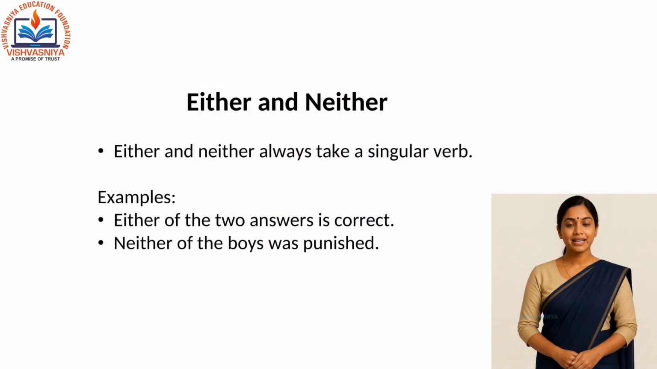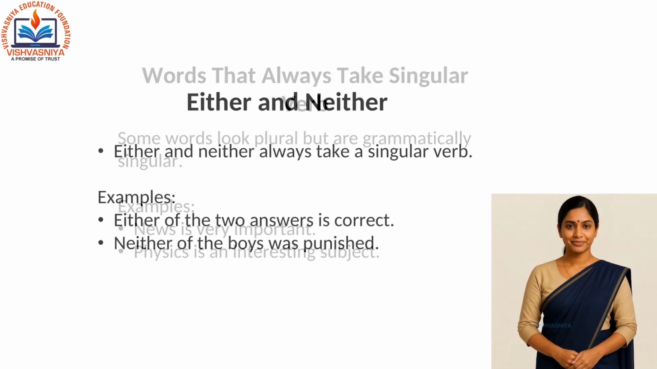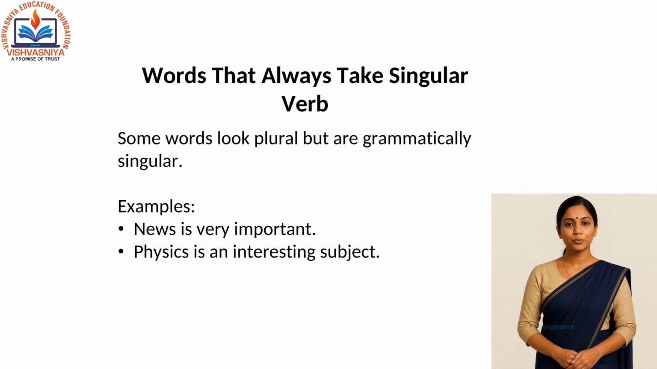The words either and neither always take a singular verb. For example, either of the two answers is correct. Neither of the boys was punished. Some words look plural in form but are grammatically singular, such as news, physics, and mathematics. For example, news is very important.